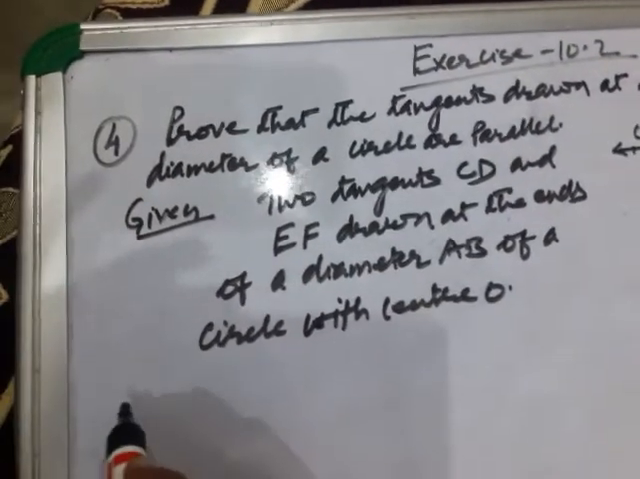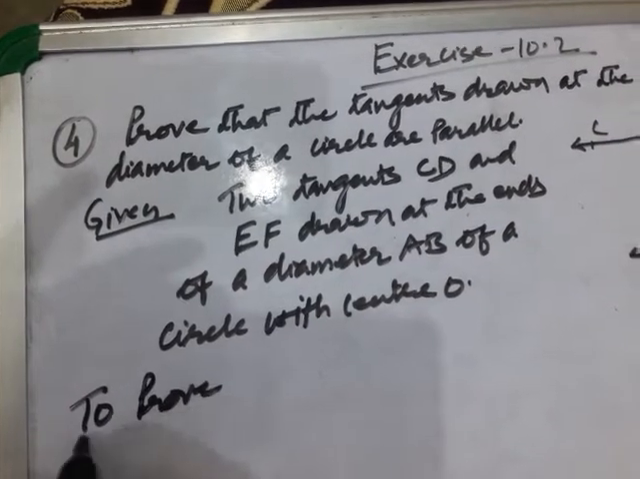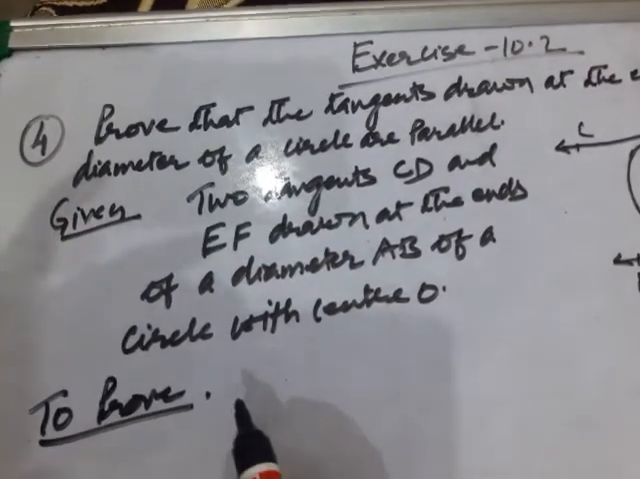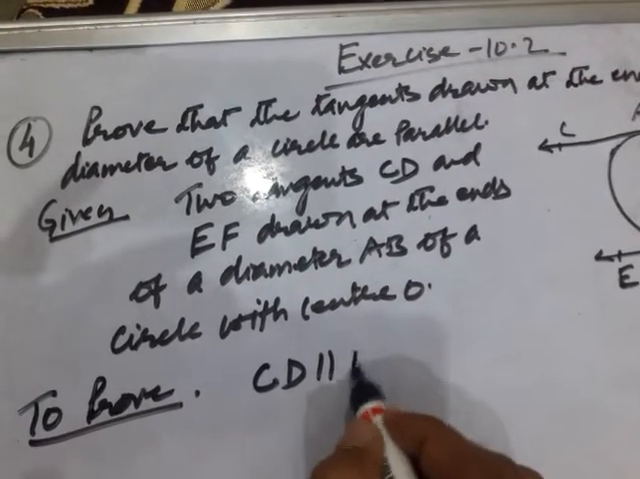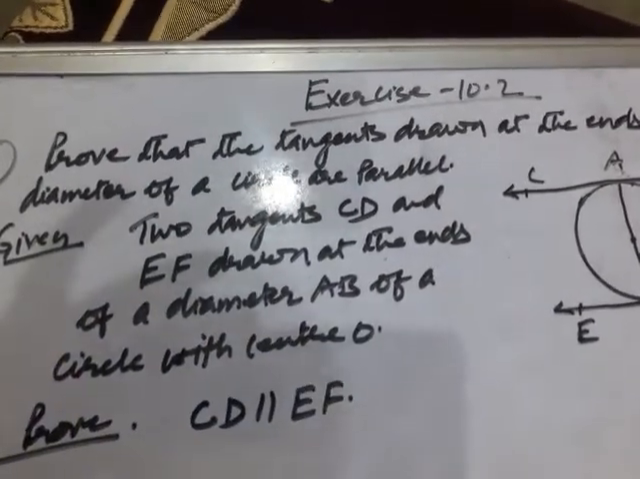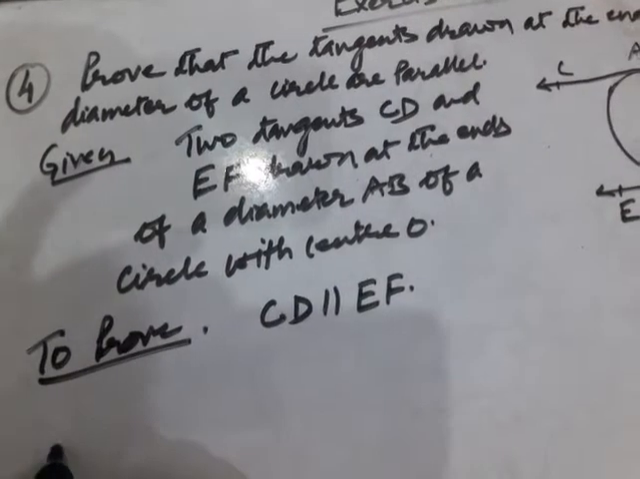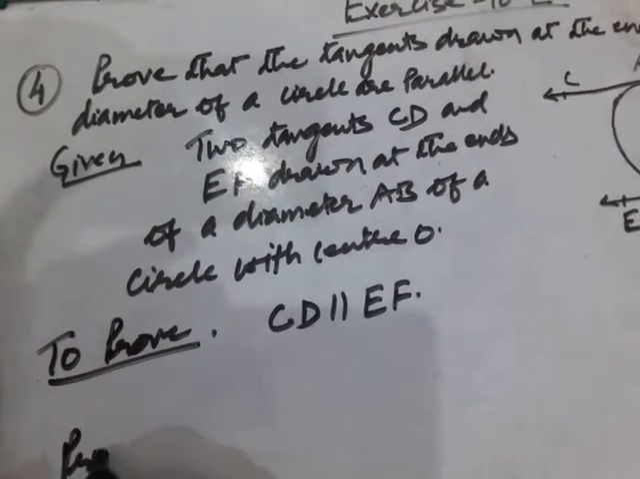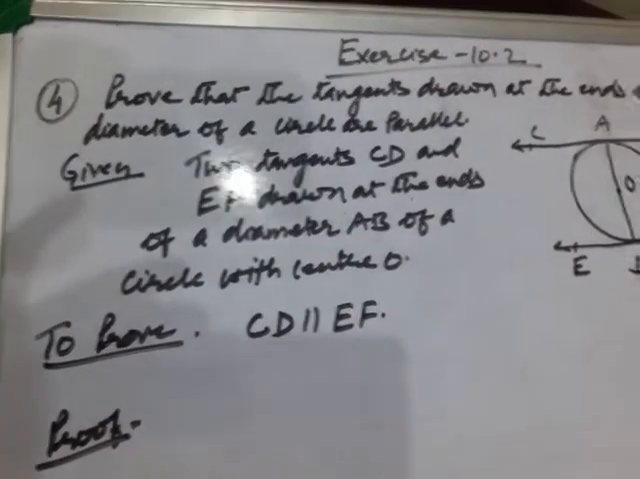Two tangents CD and EF drawn at the ends of a diameter AB of a circle with center O. What we have to prove, children? We have to prove that CD is parallel to EF. Okay, children, this much we have to prove, right? Now let us start proving.